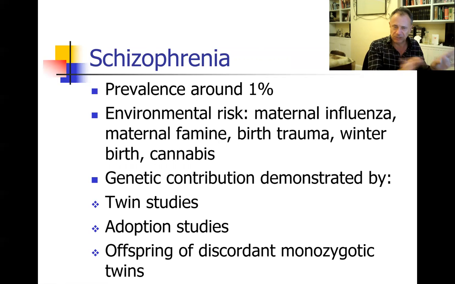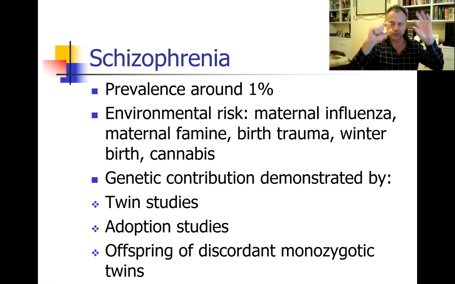I'm not saying determined genetically, but there's a major contribution to risk from genetic effects. And one of the ways this was done was by looking at the offspring of discordant monozygotic twins. So what you do there is you take a pair of identical twins, monozygotic twins, one of whom has schizophrenia, one of whom doesn't, and then you look at the risk of schizophrenia in their children.